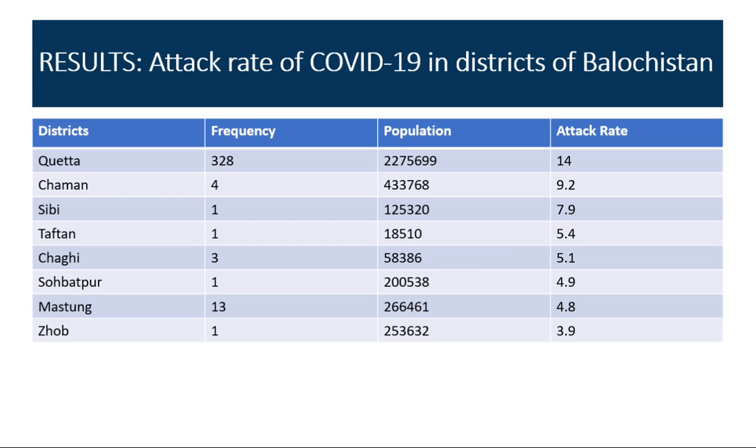It was followed closely by another district at the bottom called Mastung, which made up a frequency of almost 13 cases and an attack rate of 4.8. And I hope you can also appreciate the different districts with different attack rates, different populations, and different frequencies of the cases of COVID-19 that appeared at different time durations, which we'll be talking about in a short while.